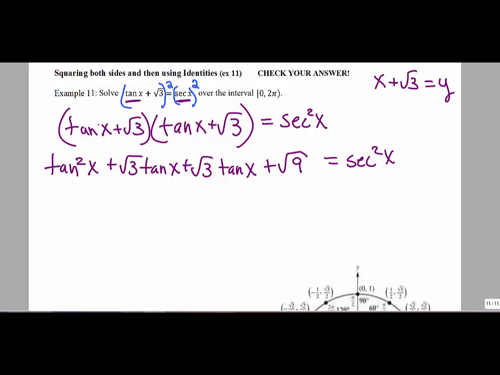And then let's simplify as much as we can. Here we have tangent squared x, no like terms there. Square root of 3 tangent x plus square root of 3 tangent x, that would be plus 2 square root of 3 times tangent x. And then the square root of 9, of course, is 3.